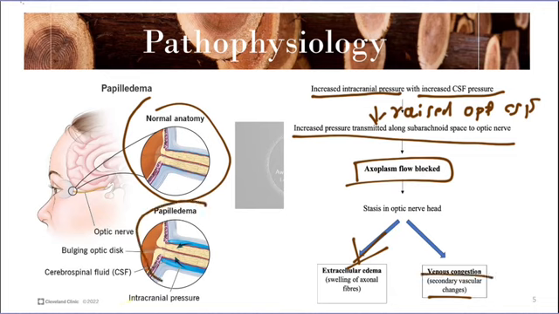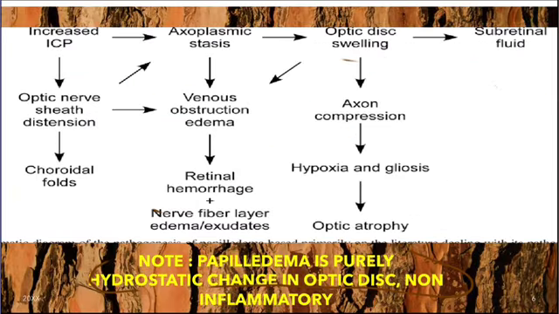So this diagram shows papilledema secondary to raised intracranial pressure and raised optic sheath CSF pressure, leading to compression of the axonal transport. So this diagram also shows pathophysiology of the papilledema. So whenever there is a raised ICT, it leads to axoplasmic stasis, which will lead to optic disc swelling, that is papilledema.